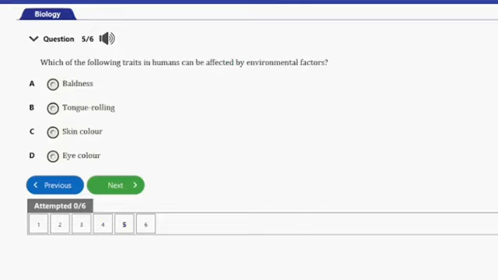That's question number 5 here. It says, which of the following traits in humans can be affected by environmental factors? We have A. Baldness, B. Tongue rolling, C. Skin color, D. Eye color. So guys, the answer to this question is option C here, and that's skin color. Skin color can be affected by environmental factors, and that's it for this question. Let's go ahead and consider the next and last question, guys.